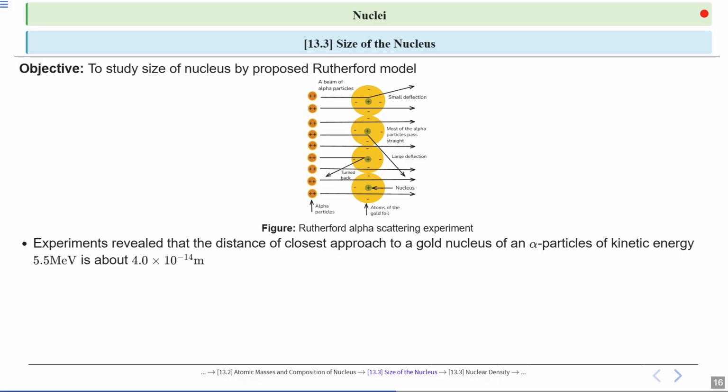The closest they could get was 4 times 10 to the power minus 14 meters. This distance is incredibly small and it tells us just how tiny the nucleus is compared to the whole atom.